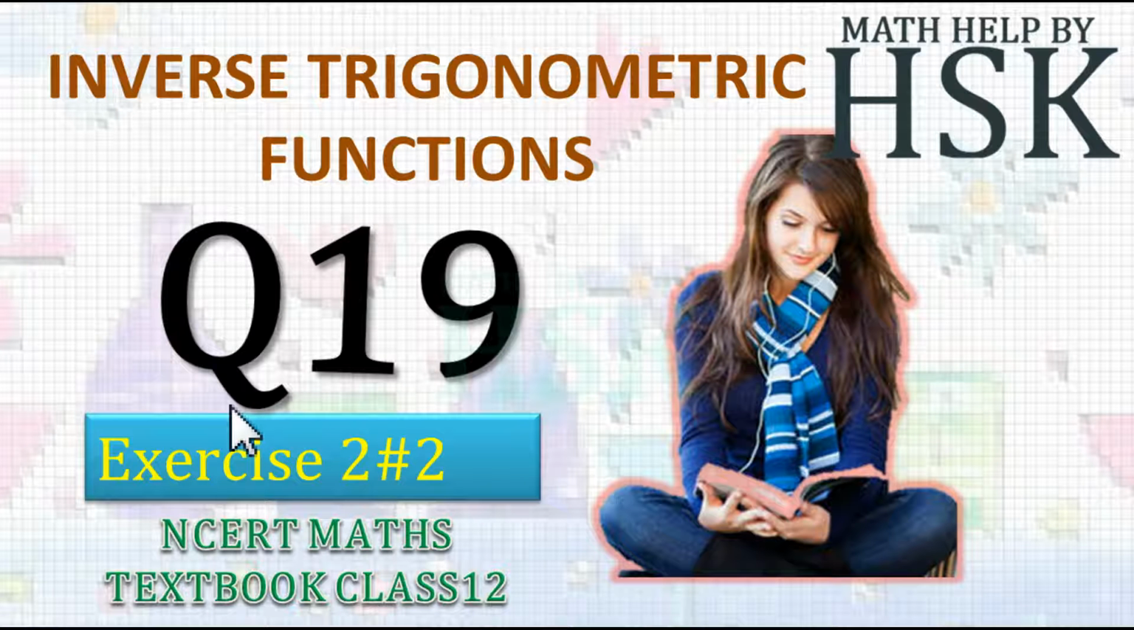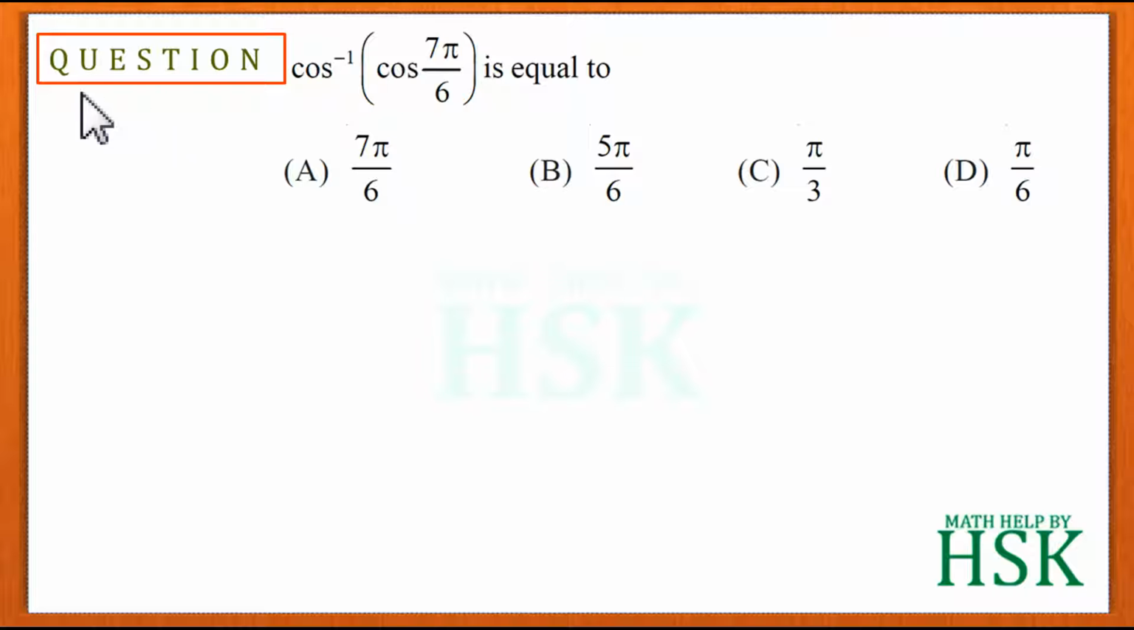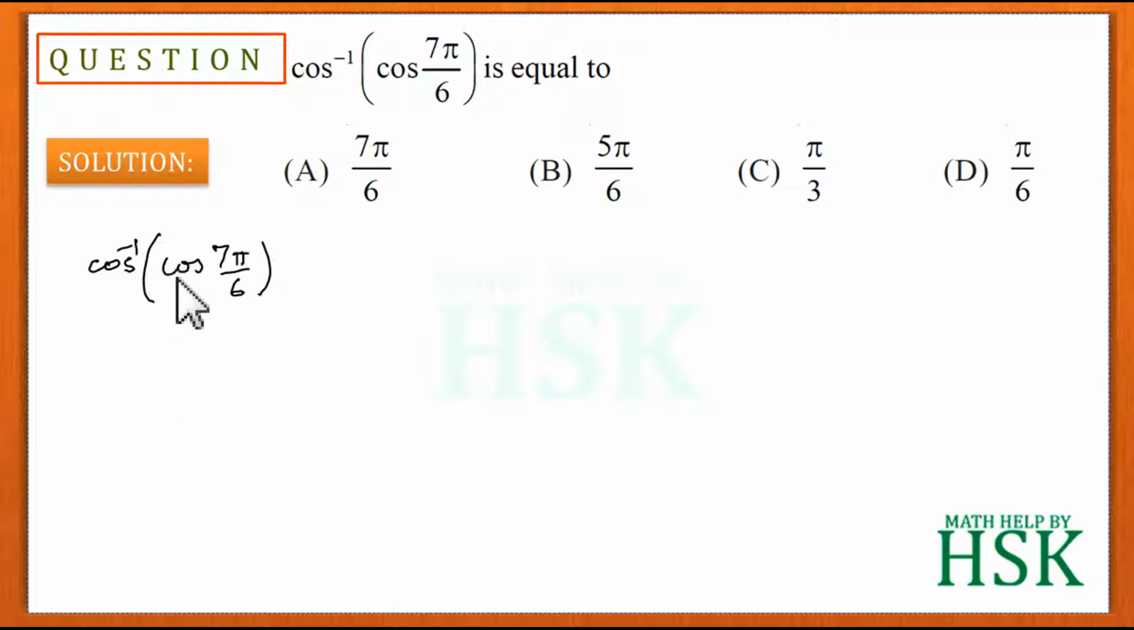Taking question number 19 of exercise 2.2 of inverse trigonometric functions. The question is an objective question and we have to tell cos inverse of cos 7 pi by 6 is equal to which of the options A, B, C or D. Now to solve this question, first of all we take cos inverse of cos of 7 pi by 6.